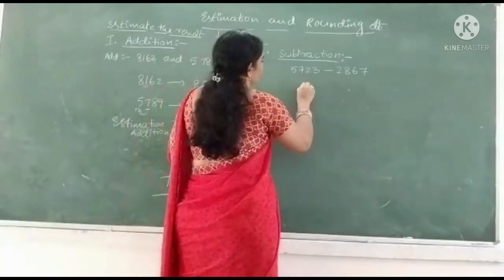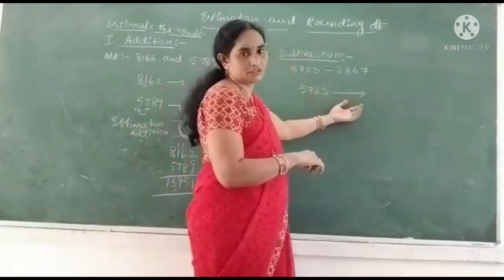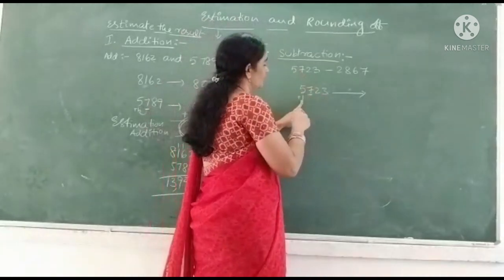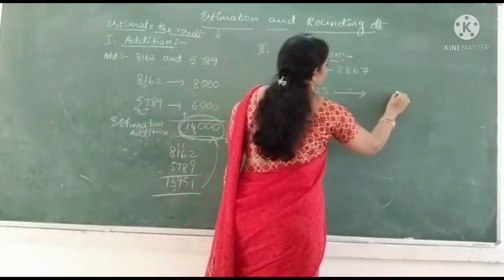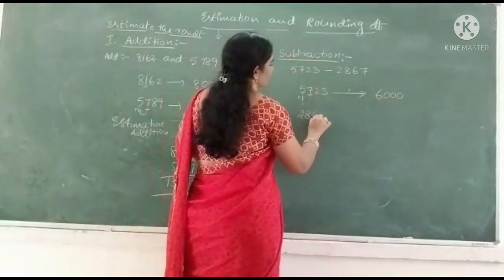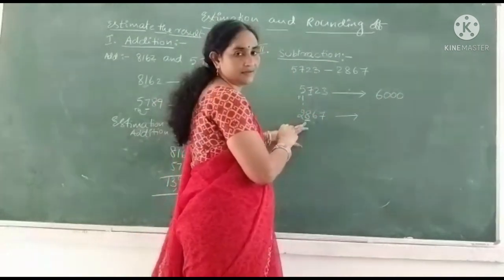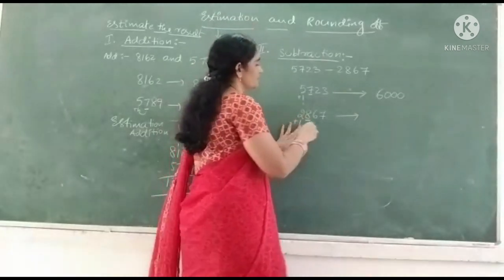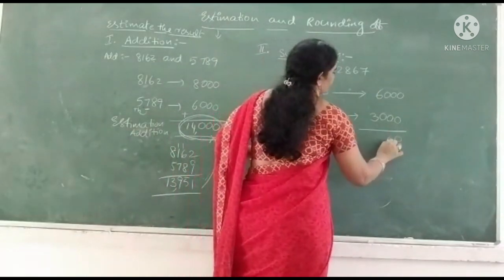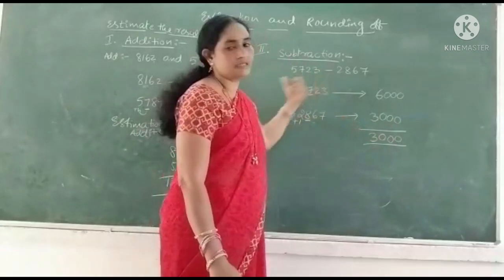Next we take subtraction. In this, 5,723 is estimated. Round off to thousands. Here the hundreds place is greater than 5. So we add plus 1 to the thousands place and the remaining are zeros. Next we take 2867. Here also the hundreds place is greater than 5. So plus 1 to the thousands place, remaining are 0. So then we subtract: 0, 0, 0, 3000.